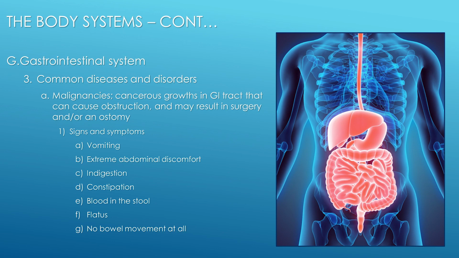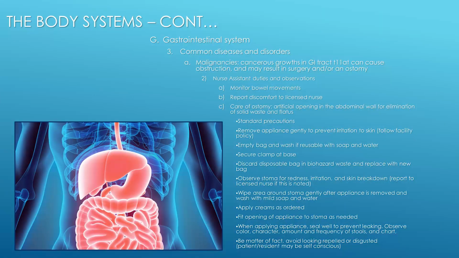Malignancies: cancerous growths in the GI tract that can cause obstruction. They may result in surgery and/or an ostomy. Signs and symptoms: vomiting, extreme abdominal discomfort, indigestion, constipation, blood in stool, flatus, and no bowel movement at all. Nurse assistant duties and observations. Monitor bowel movements. Report discomfort to a licensed nurse.